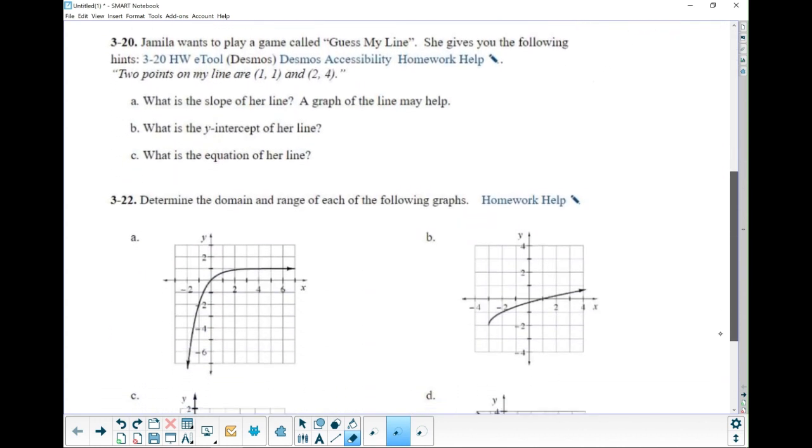20. Jamila wants to play a game called Guess My Line. She gives the following hints. Two points on my line are (1, 1) and (2, 4). What's the slope of her line?